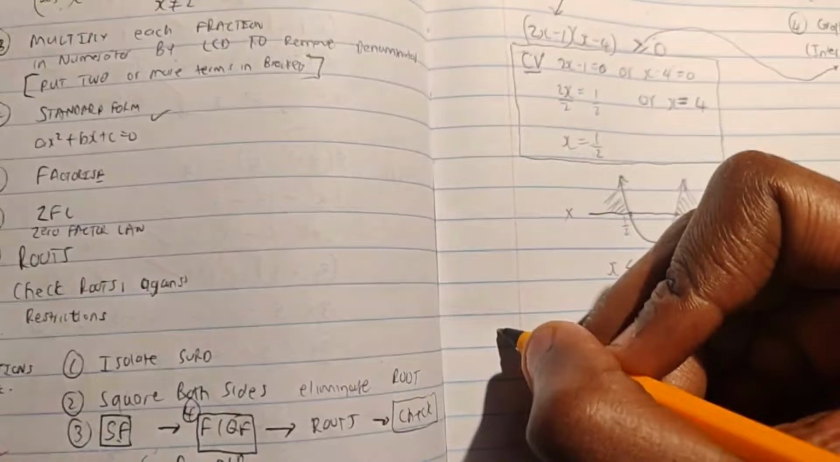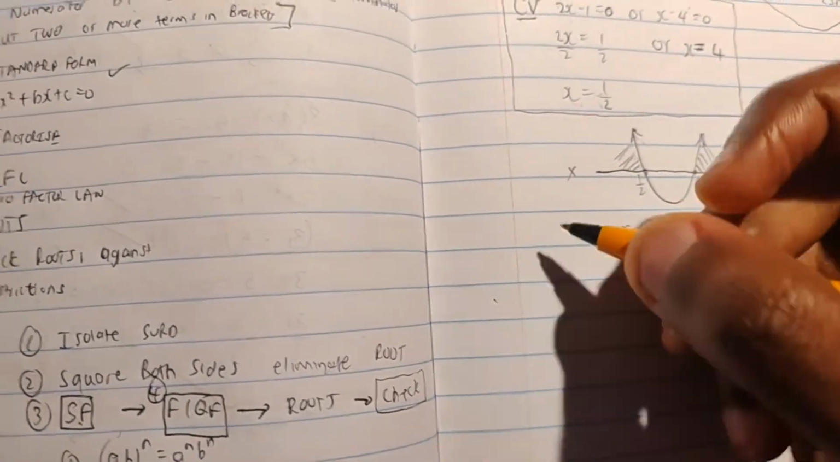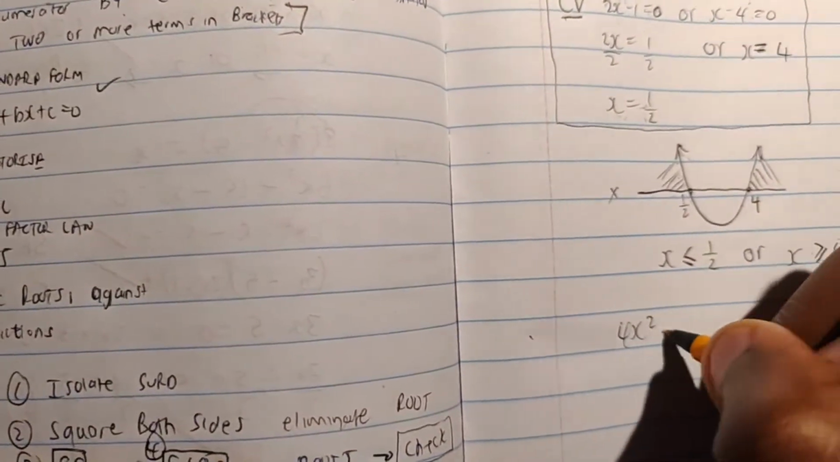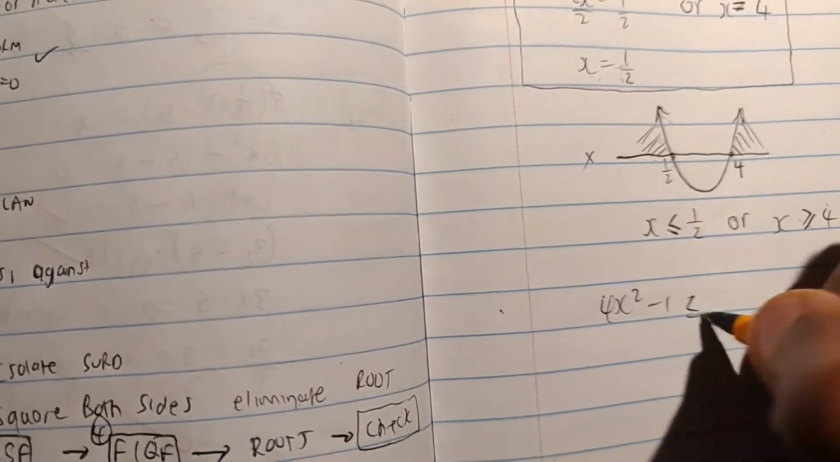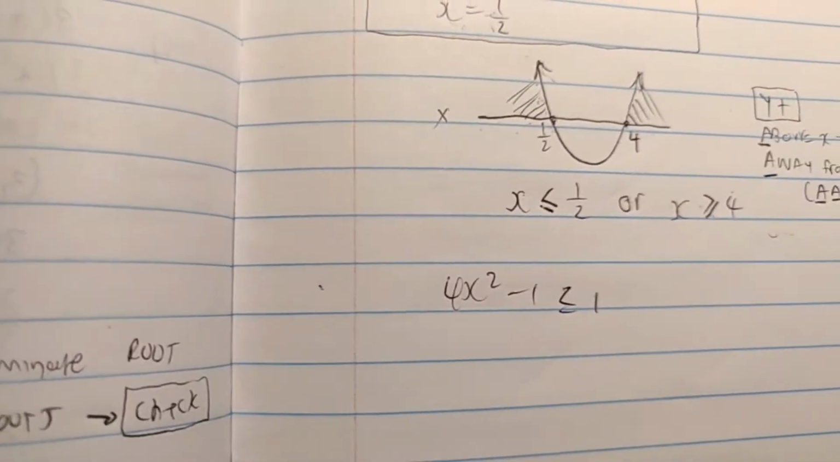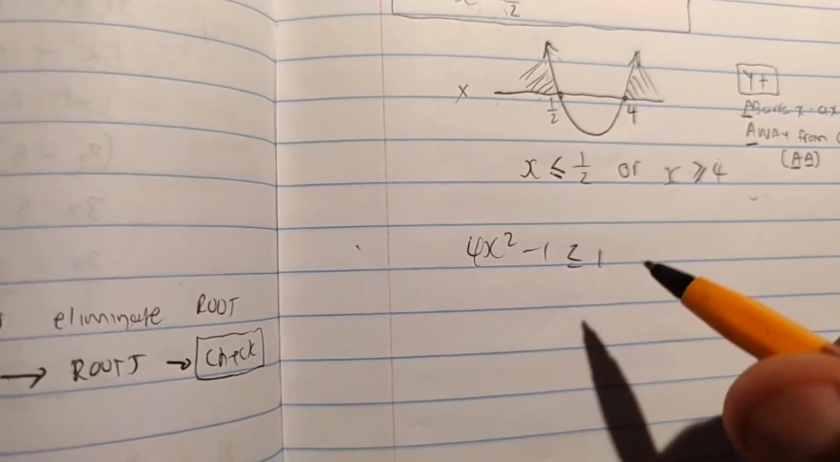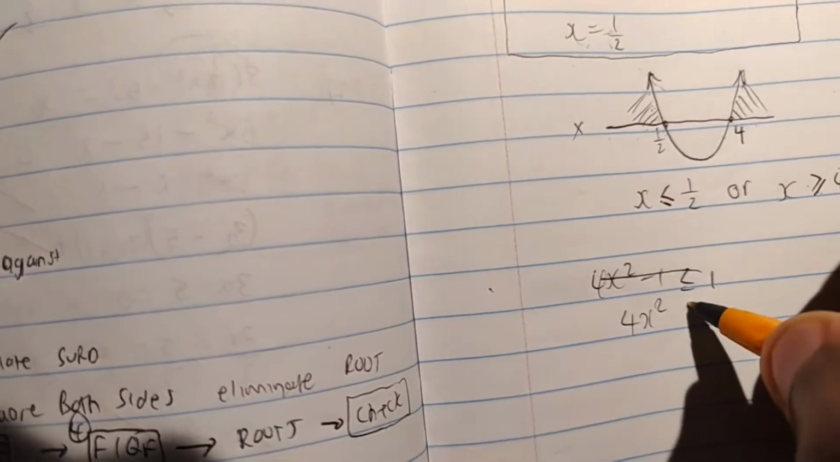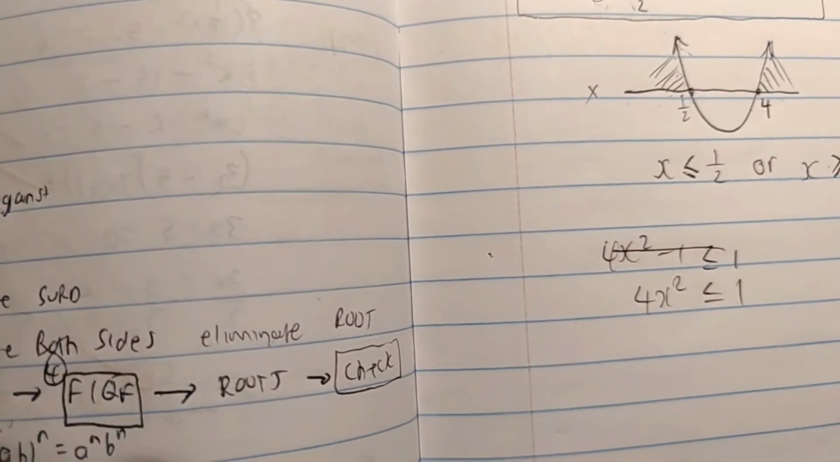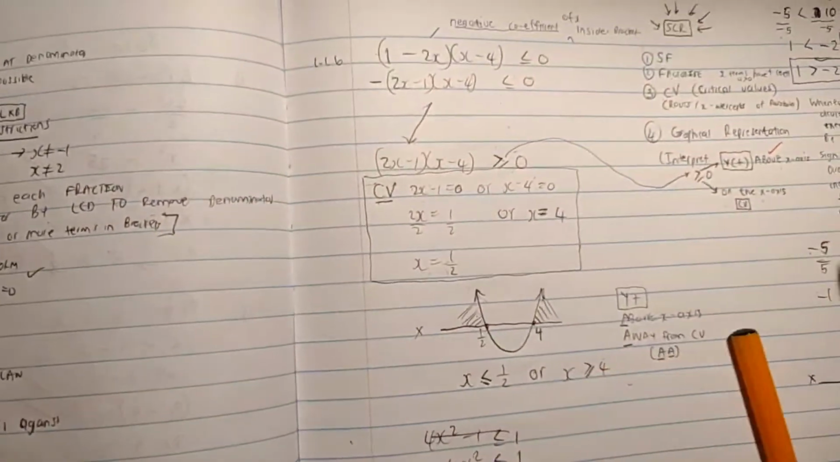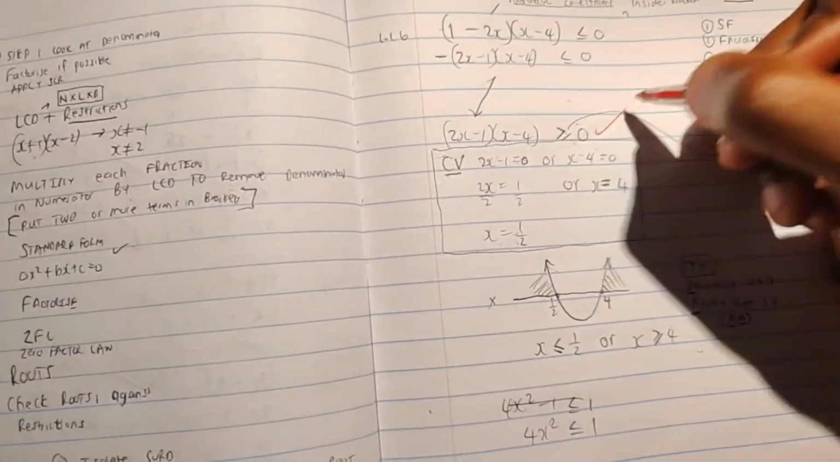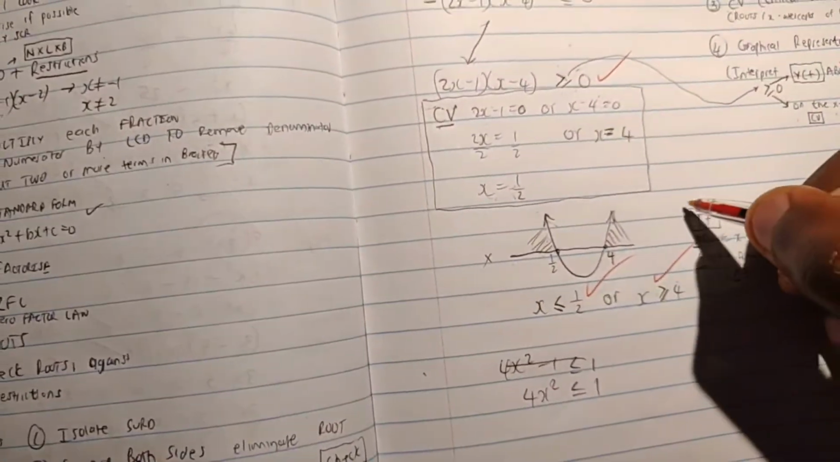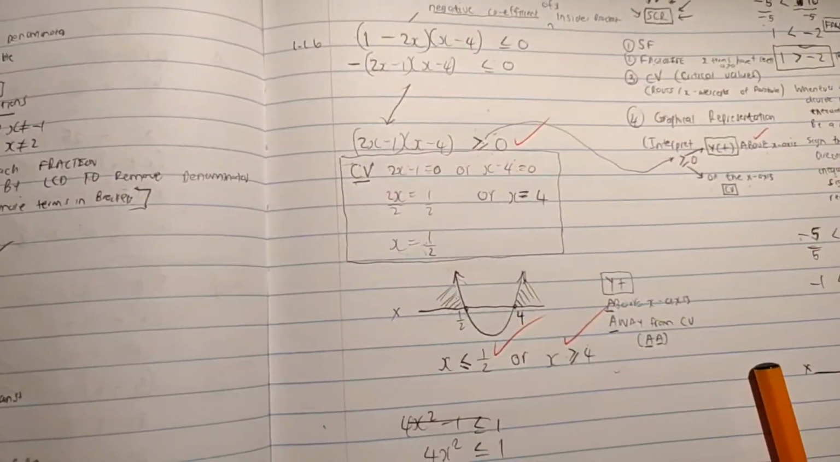Okay, then the last question for the day: 4x squared minus 1, no, 4x squared is less than or equal to 1. So here, let's just say 3 marks, 1, 2, 3. This would be the 3 marks that we get.